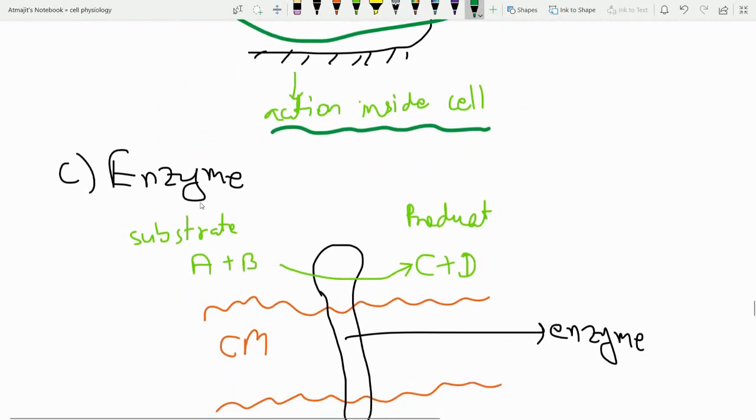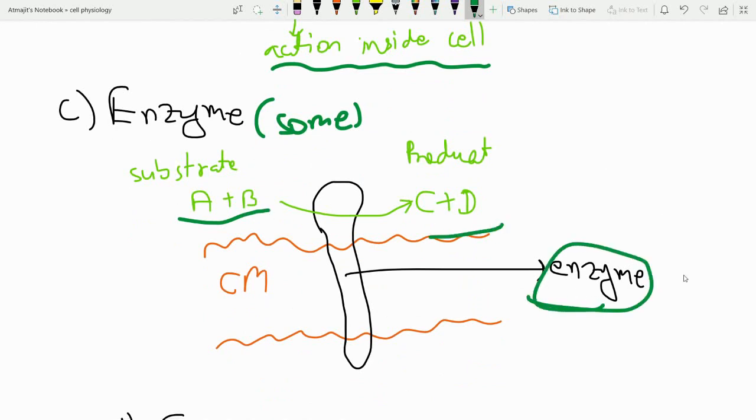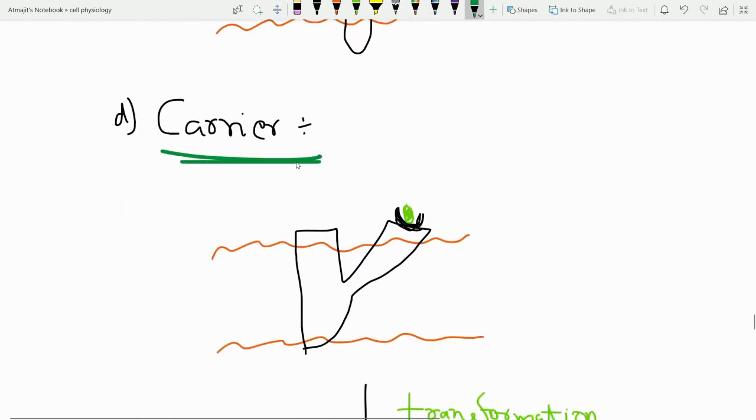Here some enzymes, not all enzymes, some enzymes are integrated with the cell membrane. It will convert one thing to another. Like the definition of an enzyme, it will convert some substrate to product but not change itself. It is sometimes an integral protein, sometimes a carrier protein.